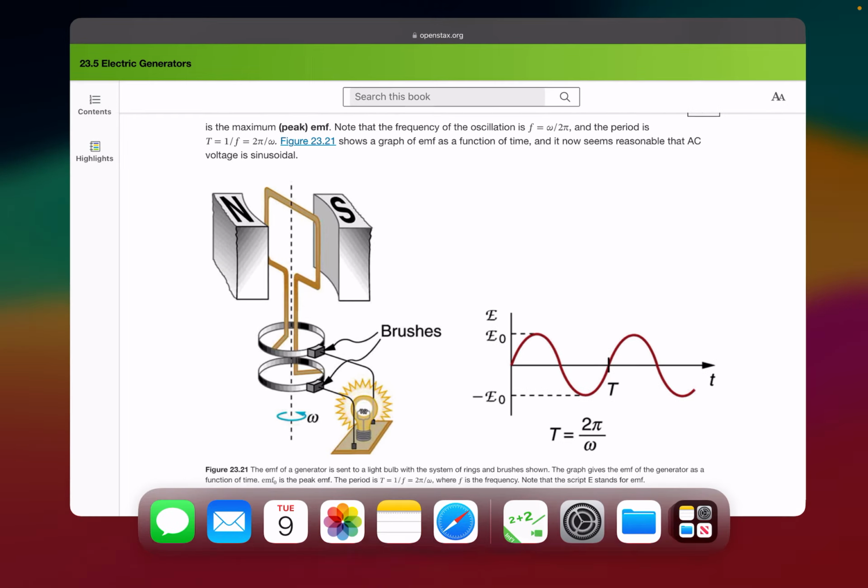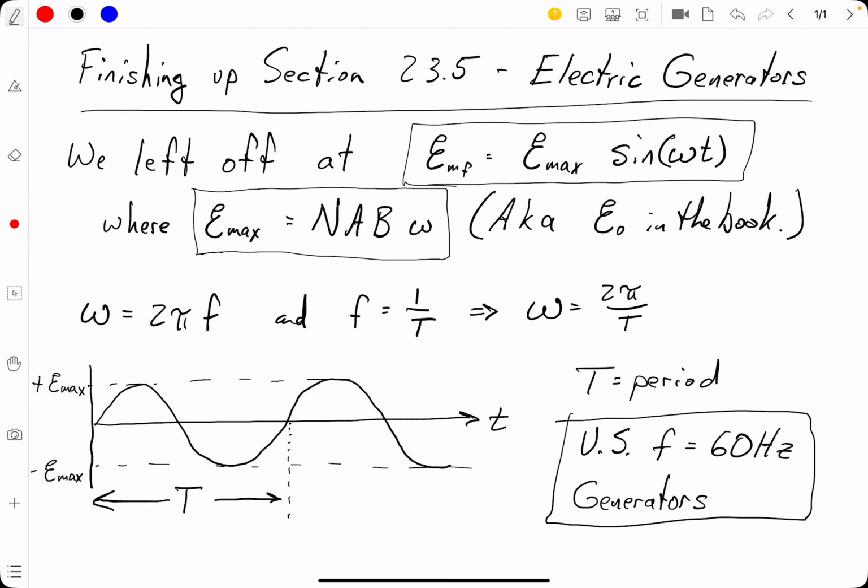Okay, so that's the generator that generates, and we've got our number of loops. We've got the area for each loop, and then we've got the B field because of the permanent magnets on either side. And then there's some angular velocity, or angular frequency, that's happening, okay? And that angular frequency also is what drives our sinusoidal action.